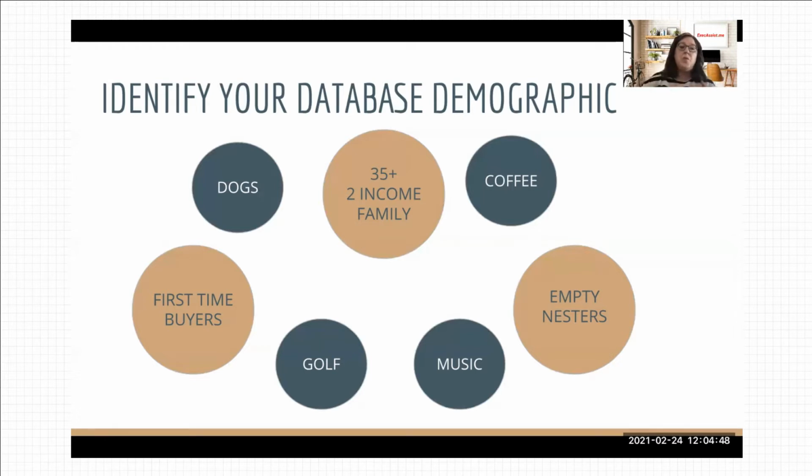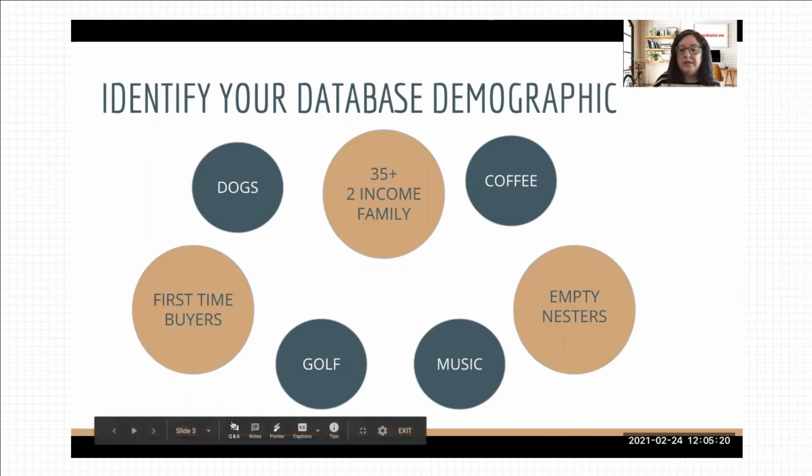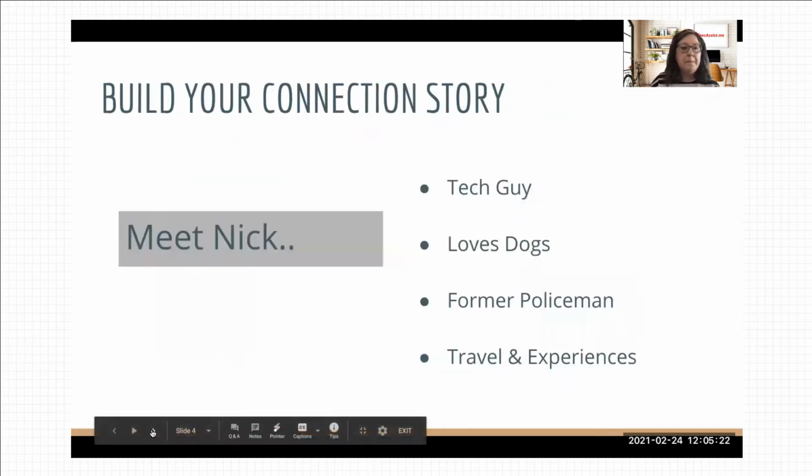So we know that people connect with people that are similar to them. So what we're trying to identify in our database demographic is what are those commonalities? So if I like dogs and you like dogs, there's automatically going to be a little bit more trust than, hey, this is just my real estate agent calling to see if I'm ready to buy or sell again. Other things, coffee, golf, music, are they into yoga? Really who are they and how do you have a cohesive message with them?